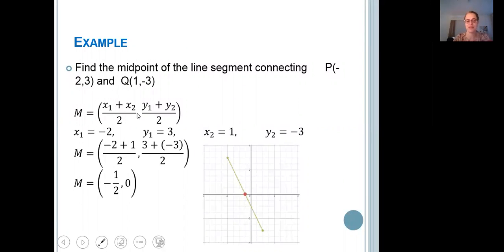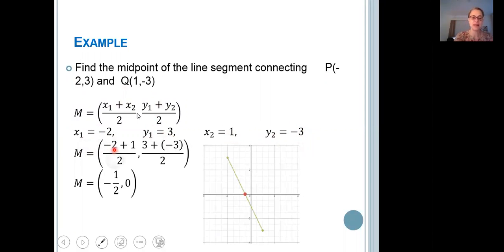Plug it into the midpoint formula. The midpoint formula says that the x-coordinate of the point that's halfway in between these two points is going to be at the halfway point of the x's and at the halfway point of the y's. So again, we define our x1s, y1s, x2s, and y2s. We'll call point P point 1. So x1 is -2, y1 is 3, x2 is 1, y2 is -3.